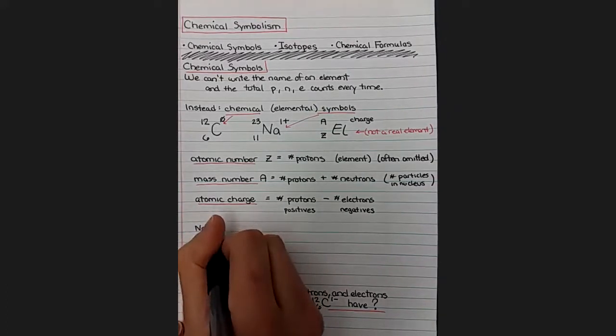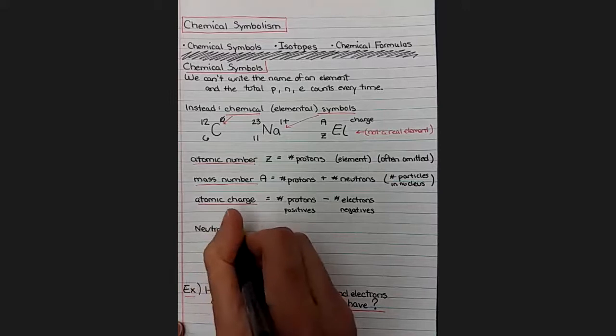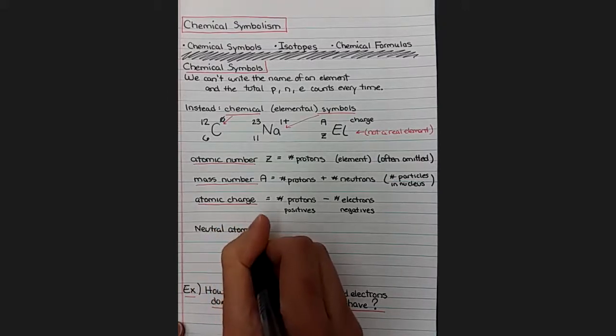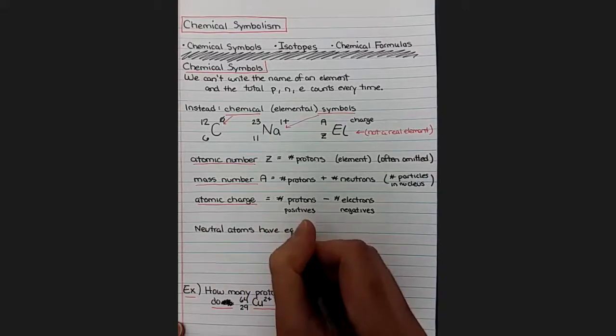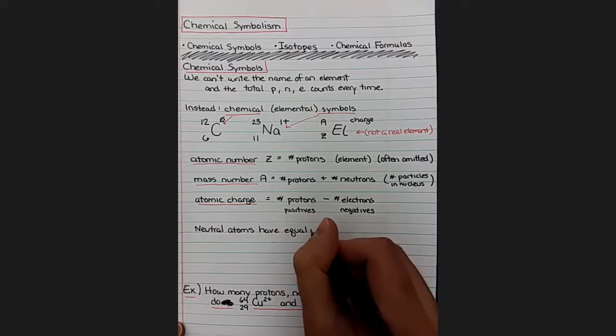So let's talk a little bit more about charge here. So if you have an atom that is neutral, then it must have equal numbers of protons and neutrons in it.